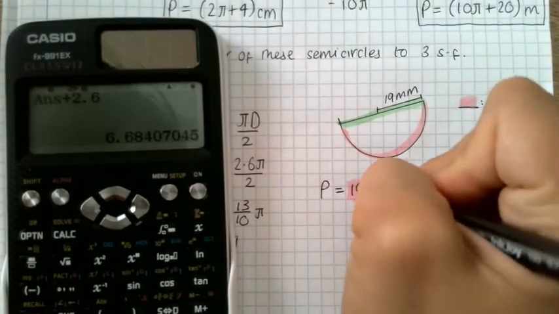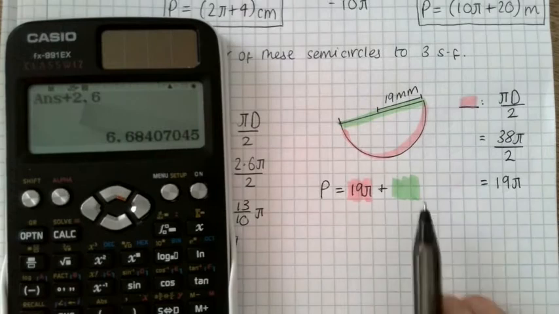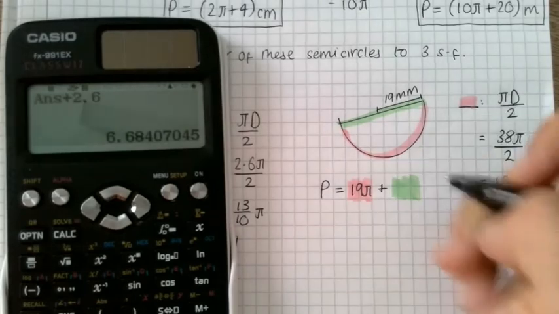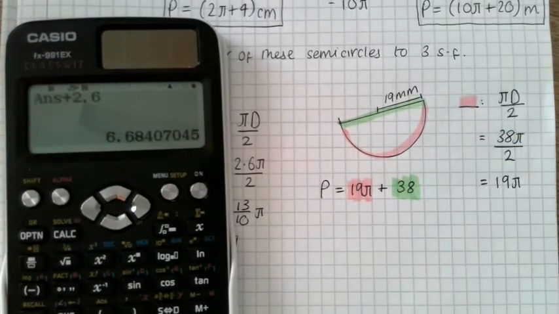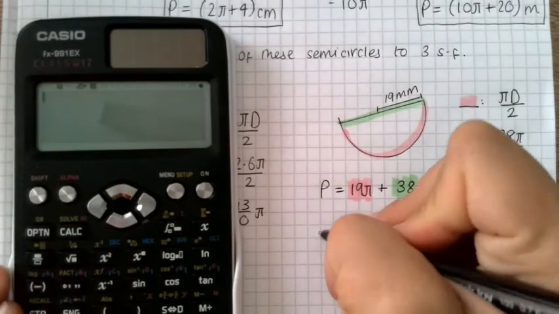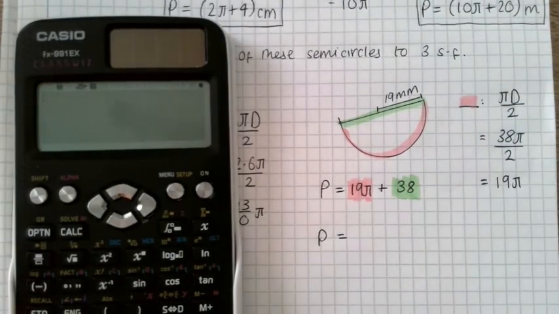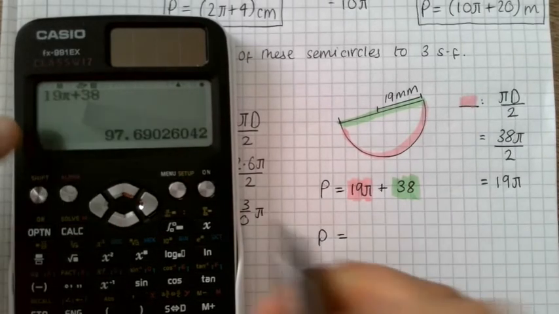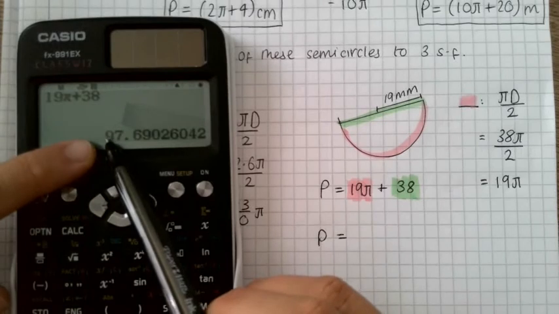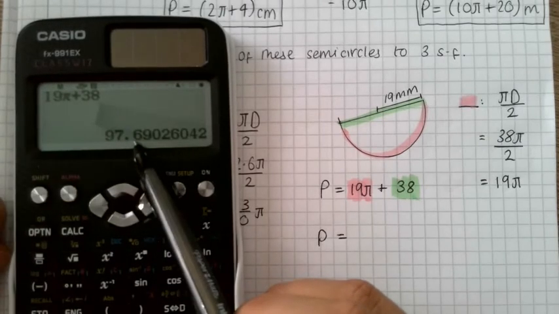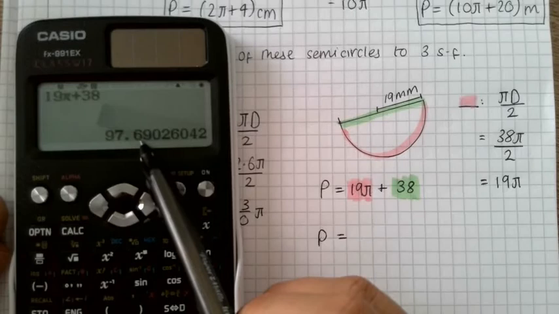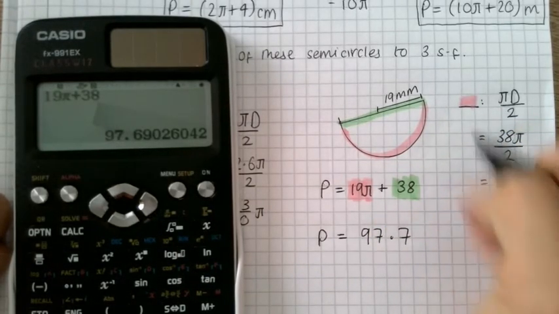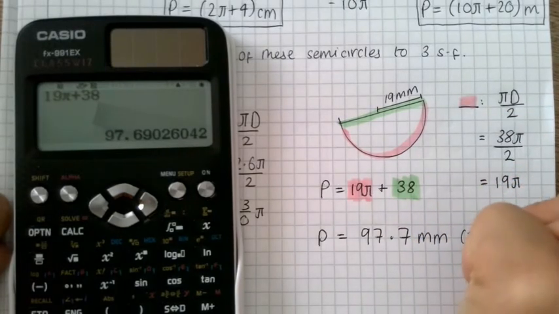I'm not going to round it. Remember, I'm rounding at the very end. And then my green is 19 plus 19, which is 38. And this is where I type into my calculator. So P equals 19 pi plus 38. And to 3 significant figures, I've got my first significant figure, second significant figure, third significant figure with a 9 next to it. So that tells me to round it up to a 7. So I have 97.7, this is in millimetres, rounded to 3SF.